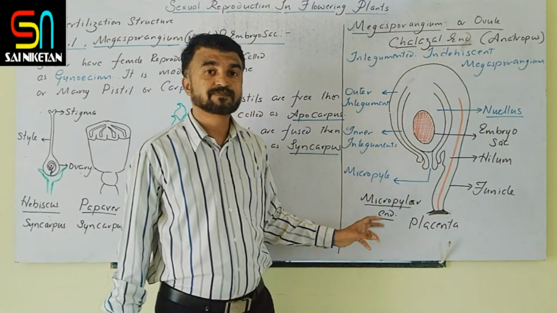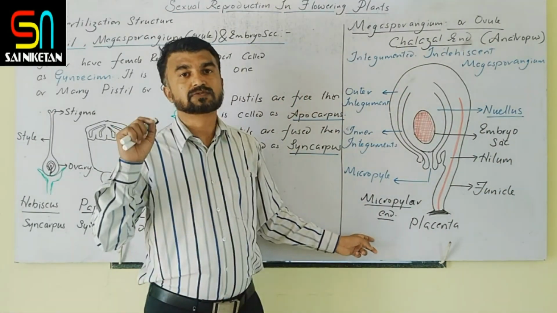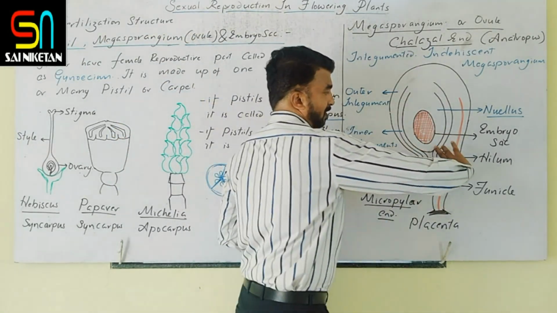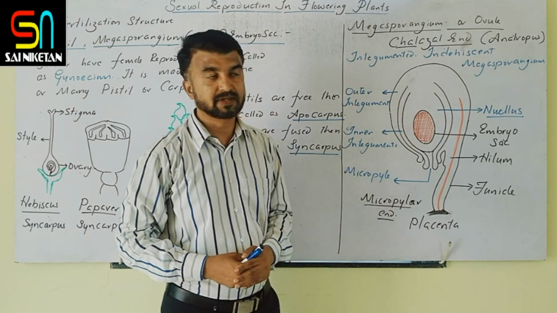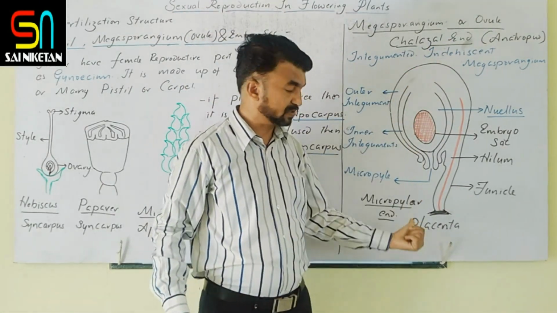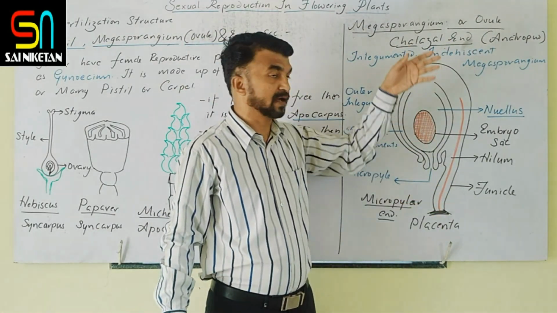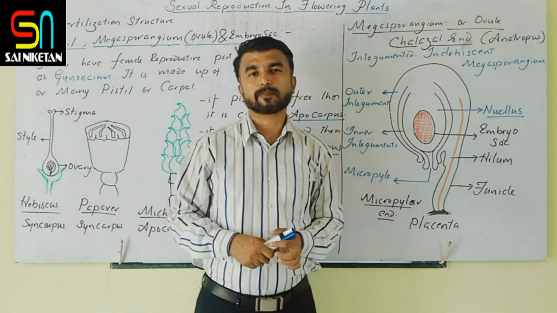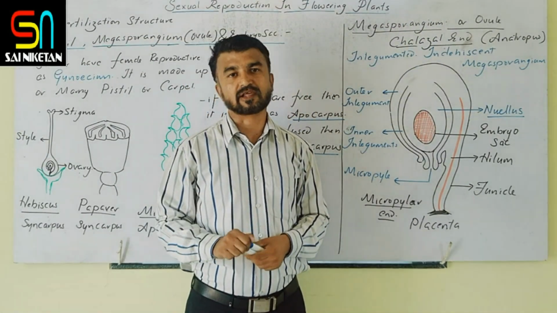So this is the anatropous ovule or the megasporangium. In the textbook, this figure is drawn turned around, meaning the chalazal end is present toward the lower side and the micropylar end is present toward the upper side. Clear? When drawing the figure, you must be a little cautious and pay attention.